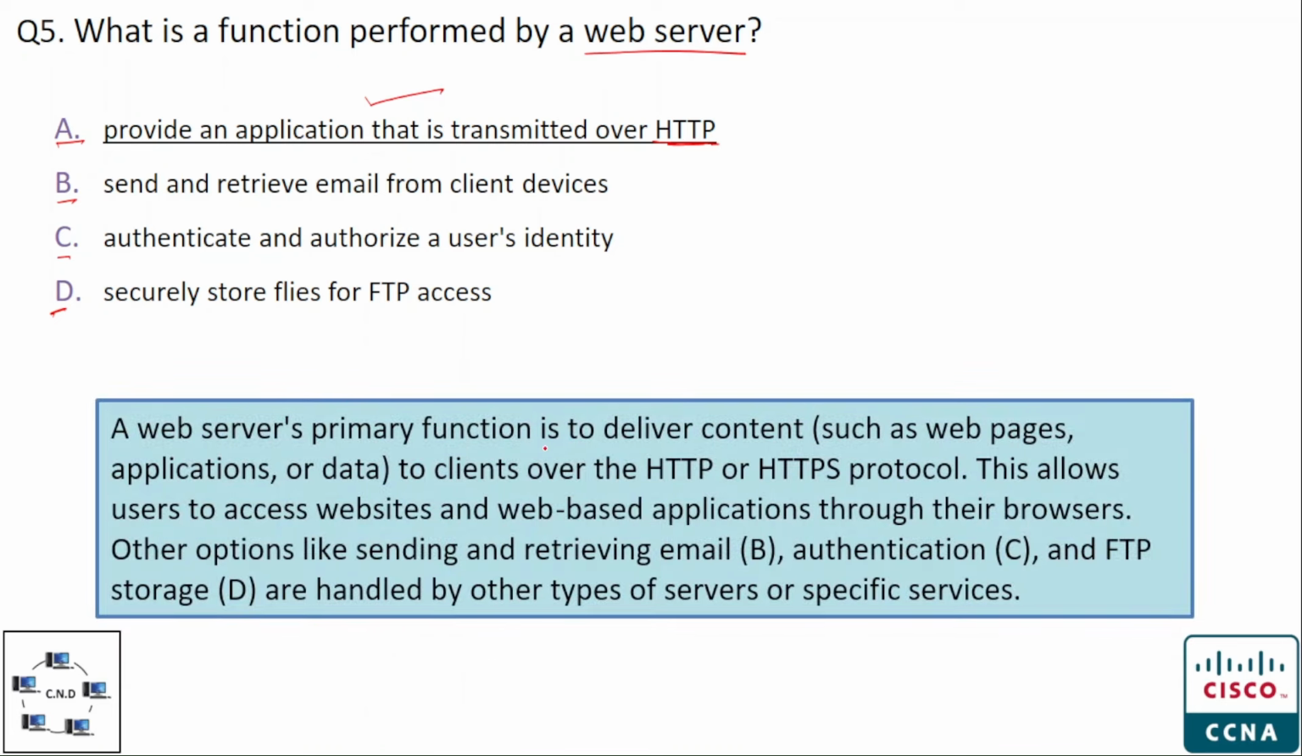A web server's primary function is to deliver content such as web pages, applications, or data to clients over the HTTP or HTTPS protocol. So the secure version of HTTP is HTTPS. This allows users to access websites and web-based applications through their browsers. Other options like sending and retrieving email, that is option B, authentication, and FTP storage are handled by other types of servers or specific services.